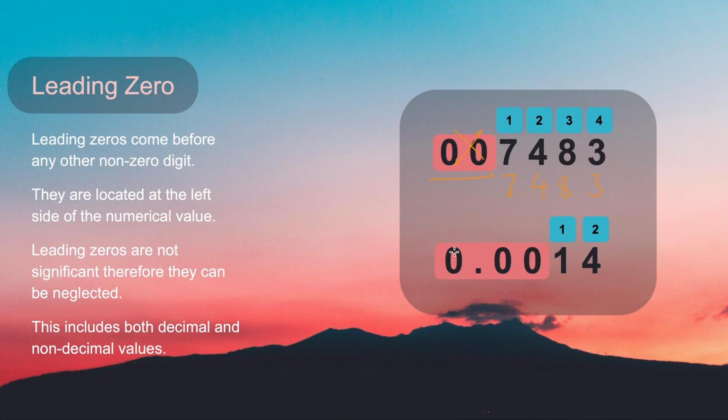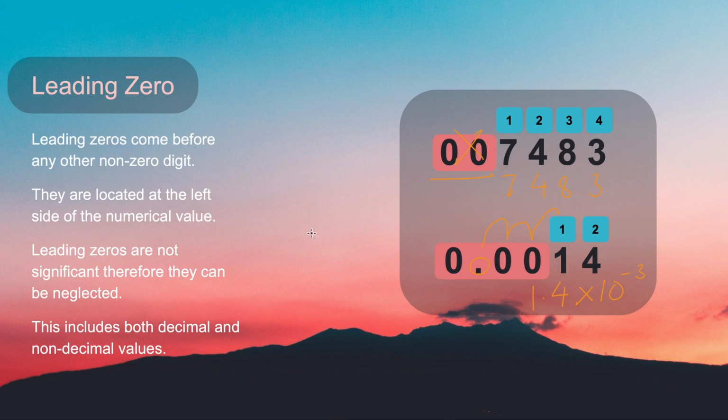On the other hand, here we have 0.0014, and the decimal point is here. But I said this includes both decimal and non-decimal values. So here we can write this whole value in scientific notation. How? I can write it as 1.4 times 10, where the decimal point crosses 1, 2, 3 digits, so that will be minus 3. So I can write it as 1.4 times 10 to the power minus 3 without including these zeros. So I hope you get the idea.